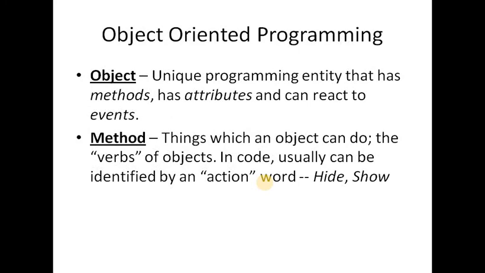What are the main components of object oriented programming? First, an object is a unique programming entity that has methods, has attributes, and can react to events. Another term is method, the things which an object can do. These are the verbs of an object, usually identified by action words like hide and show.